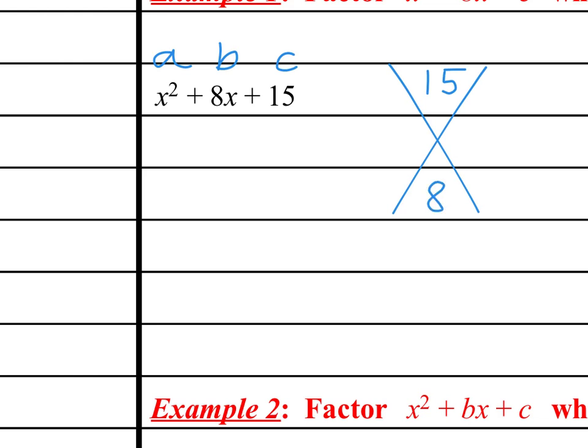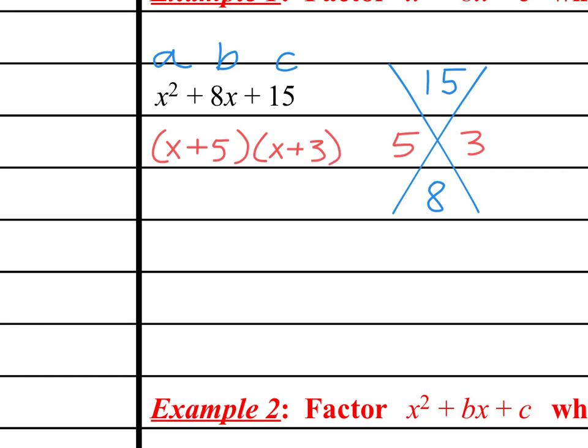So think about, what are your factors of 15? You can do 15 times 1. What else could you do? 5 times 3. Does 5 times 3 multiply to 15? Yes. Does it add to 8? Yes. Then those are your two numbers. So then we take those two numbers, 5 and 3, and we write it as two binomials. So it'll be x plus 5 and x plus 3.